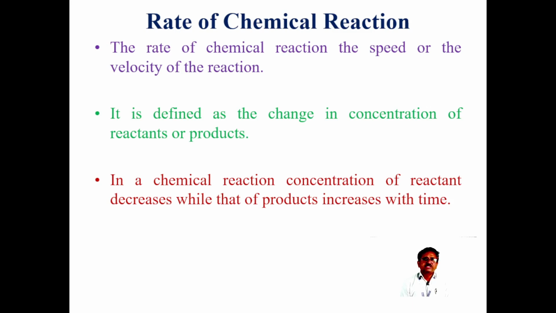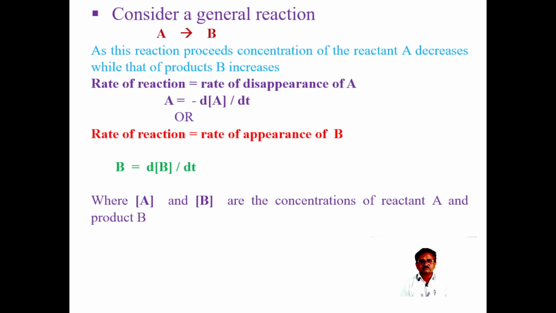When we study the kinetics of homogeneous reactions, first of all we have to learn about the rate of chemical reaction. So, what is the rate of chemical reaction? The rate of chemical reaction is the speed or the velocity of the reaction. It is defined as the change in concentration of reactants or products. In a chemical reaction, the concentration of reactant decreases while that of products increases with time.